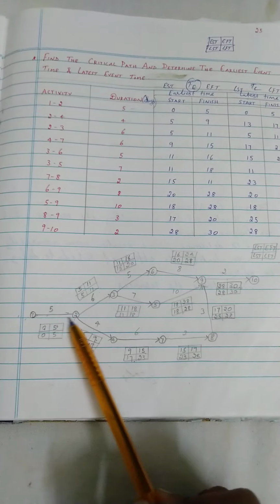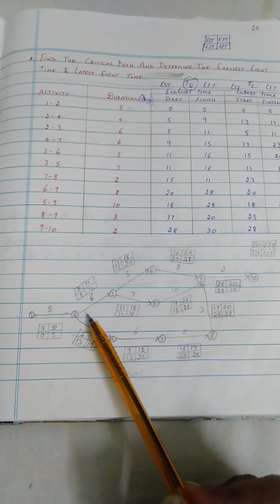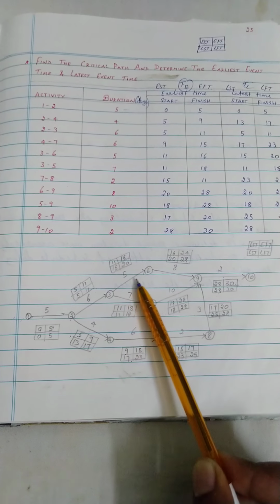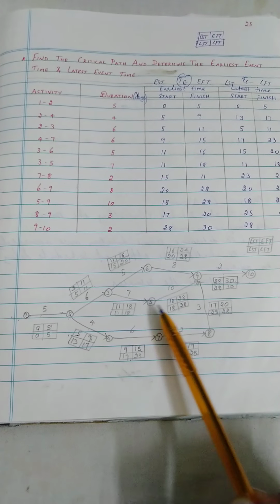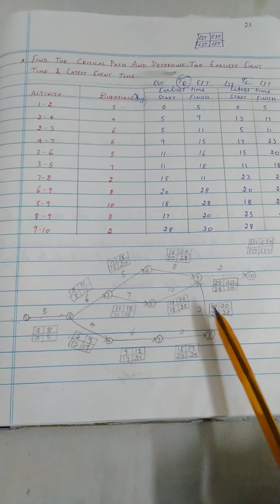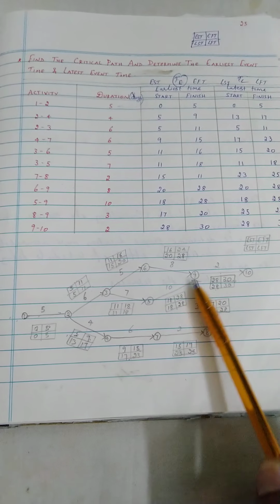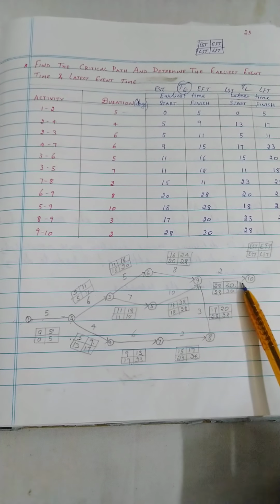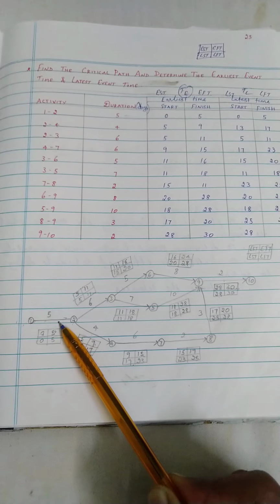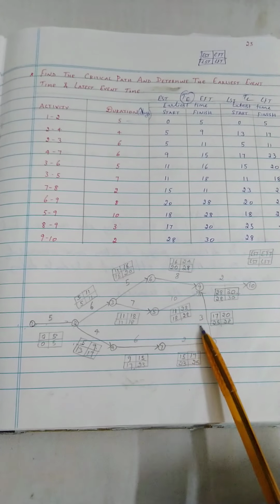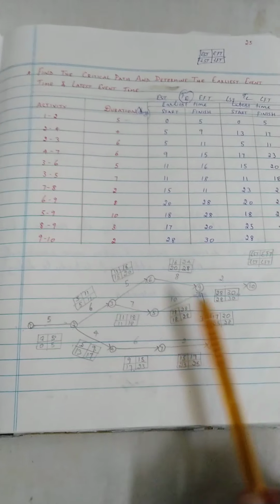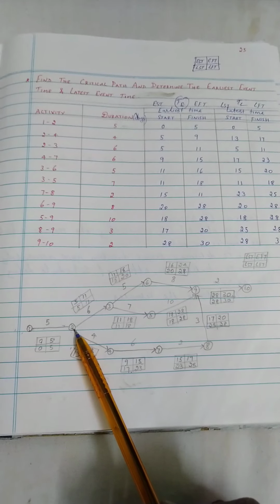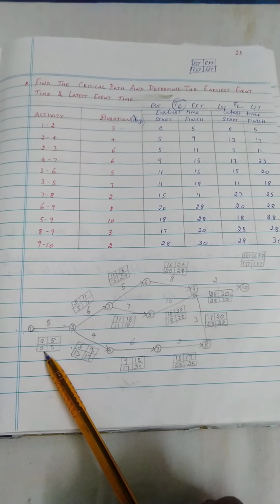Join the network: 1 to 2, 2 to 4, and 2 to 3, and 4 to 7, 3 to 6, 3 to 5, 7 to 8, 6 to 9, 5 to 9, 8 to 9, and 9 to 10. Side by side, you need to mark the duration of the respective activity. The next important thing is, for each activity you need to draw the square box.